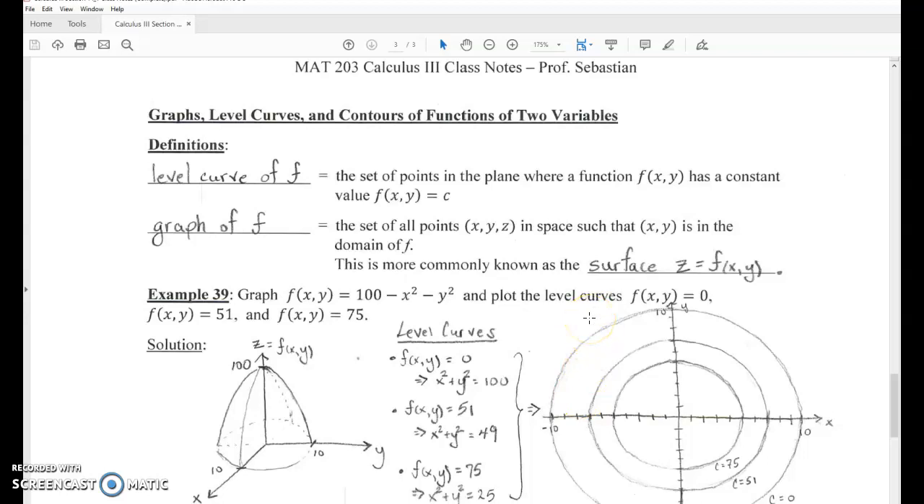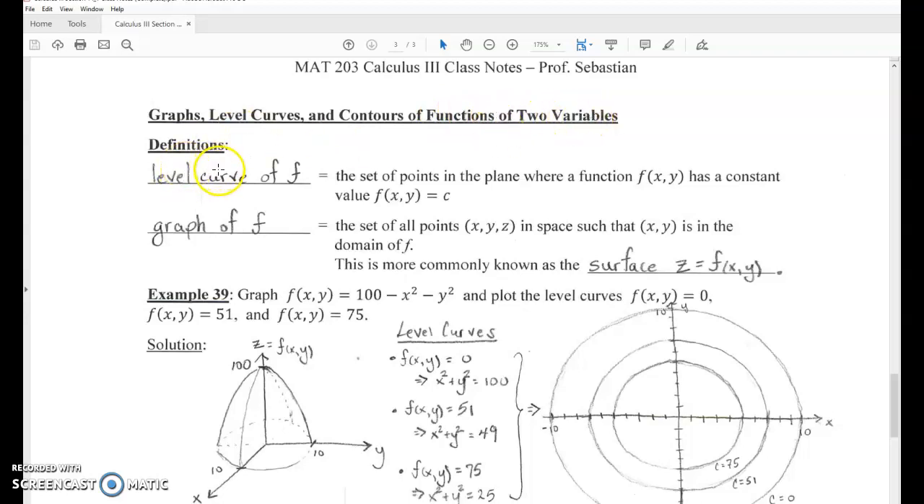It's Professor Sebastian returning to our Calculus 3 class notes. We're on the last of 3 pages in section 14.1. And on this page we want to talk about graphs, level curves, and contours of functions of two variables.